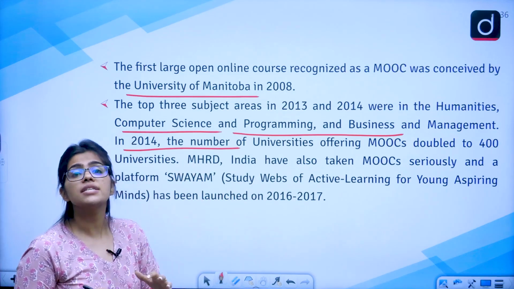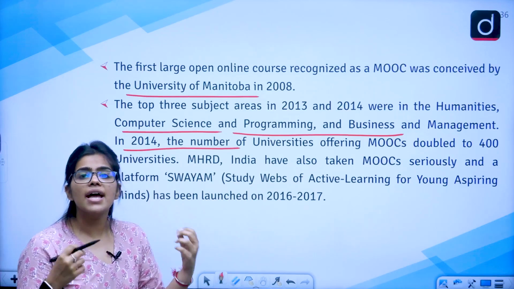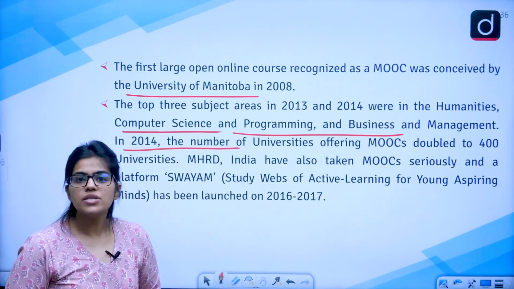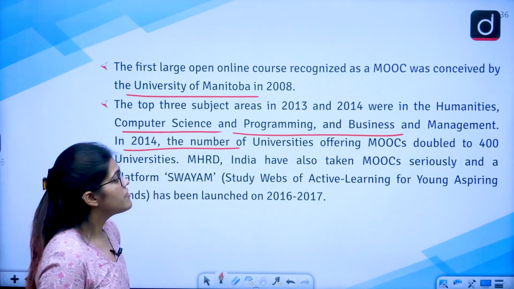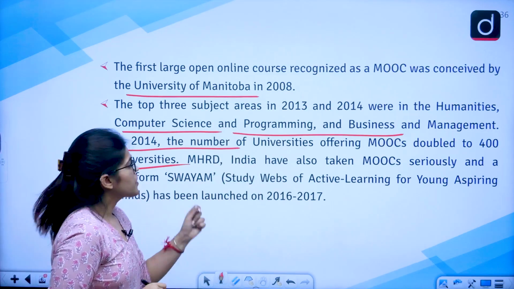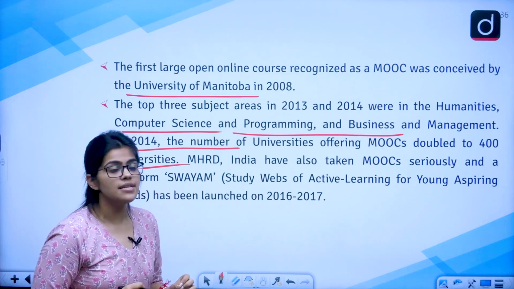Now there were universities that were offering MOOC courses for the students from anywhere, anytime, any place. Anyone can take up those MOOC courses. Credit points were also given. It doubled to 400. MHRD in India also took up this initiative of MOOC very seriously.